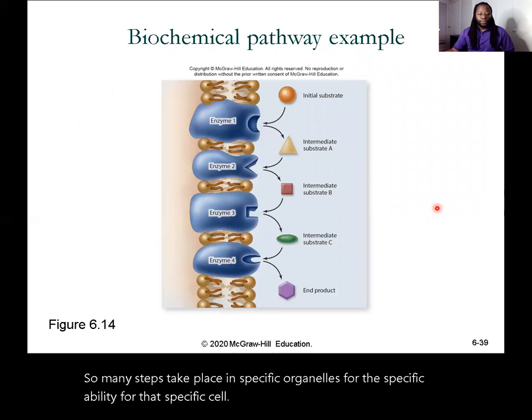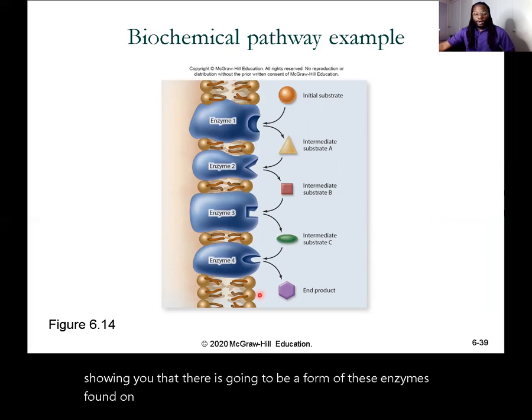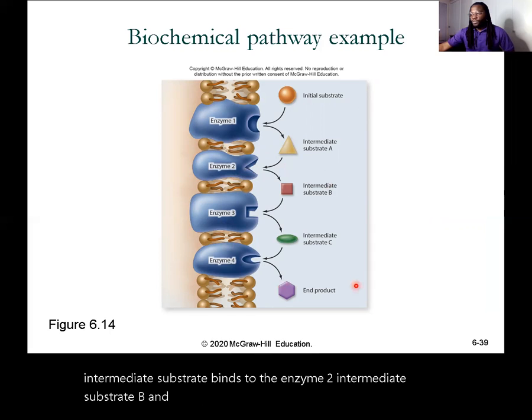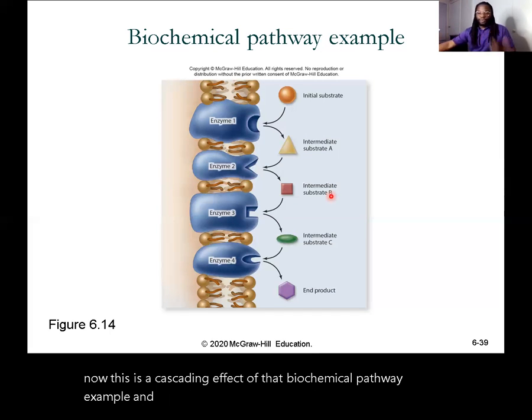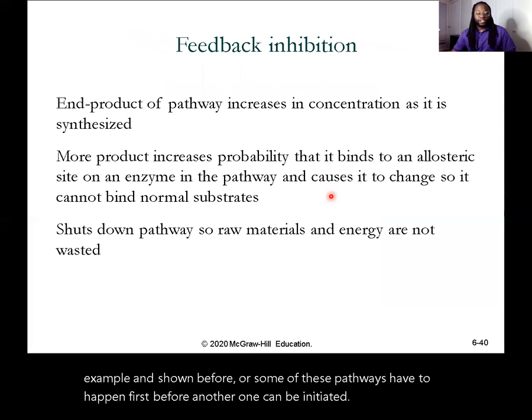With these biochemical pathway examples, here's another example showing the enzyme 1, intermediate substrate, and the end product. Now, this is a cascading effect of that biochemical pathway as shown before, where some of these pathways have to happen first before another one can be initiated. So we also have feedback inhibition.